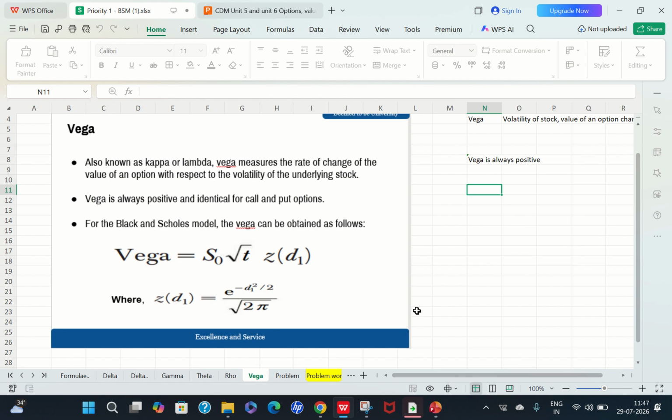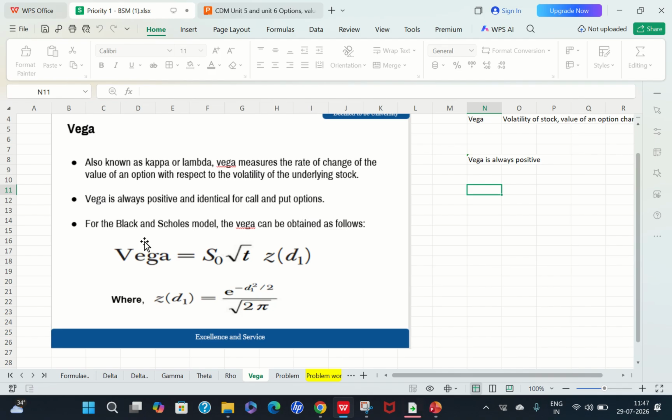Vega is known as kappa or lambda. Vega is basically whenever you have a volatility of the underlying stock. When I say volatility, it is the fluctuations. So whenever there are fluctuations which impact your option value, that is quantified by Vega. Vega is always positive and identical for call and put options.